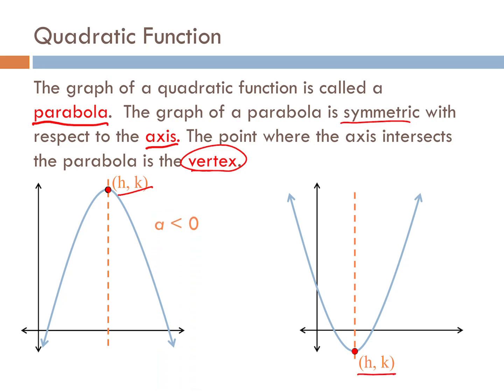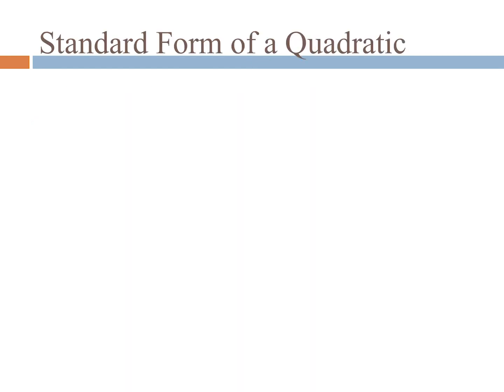From our function, ax squared plus bx plus c, you can tell if the graph opens up or down by whether this a is positive or negative. So if a is less than 0, the graph is going to open down. If a is greater than 0, then our graph is going to open up.